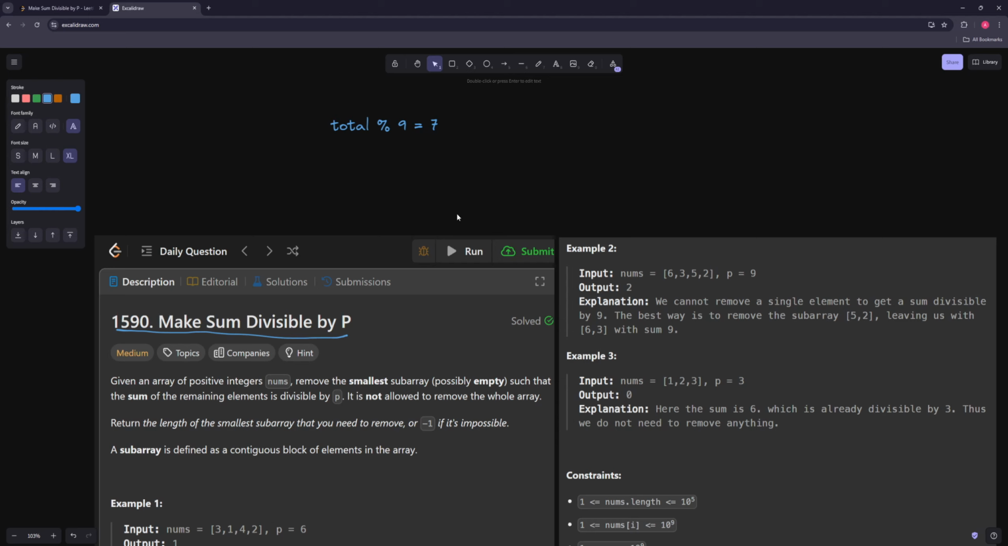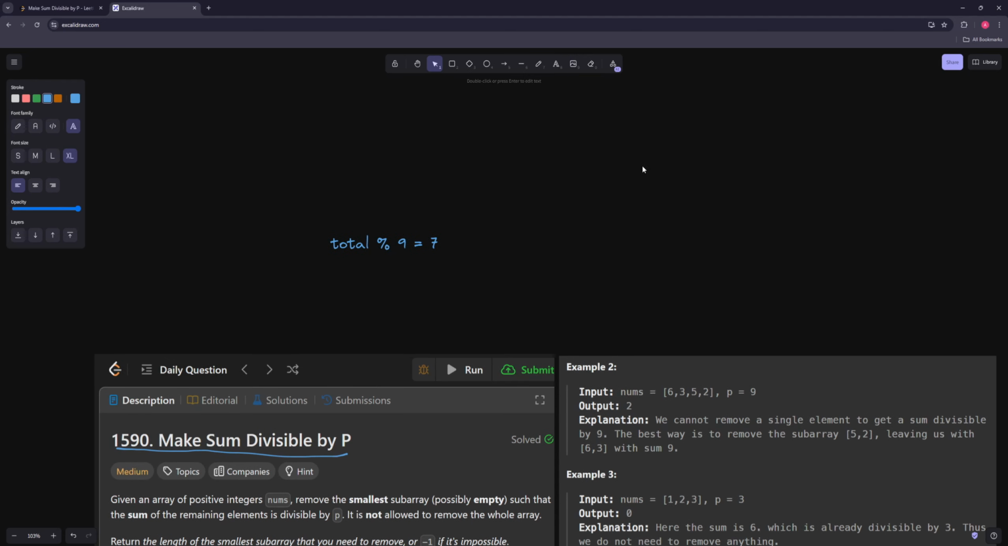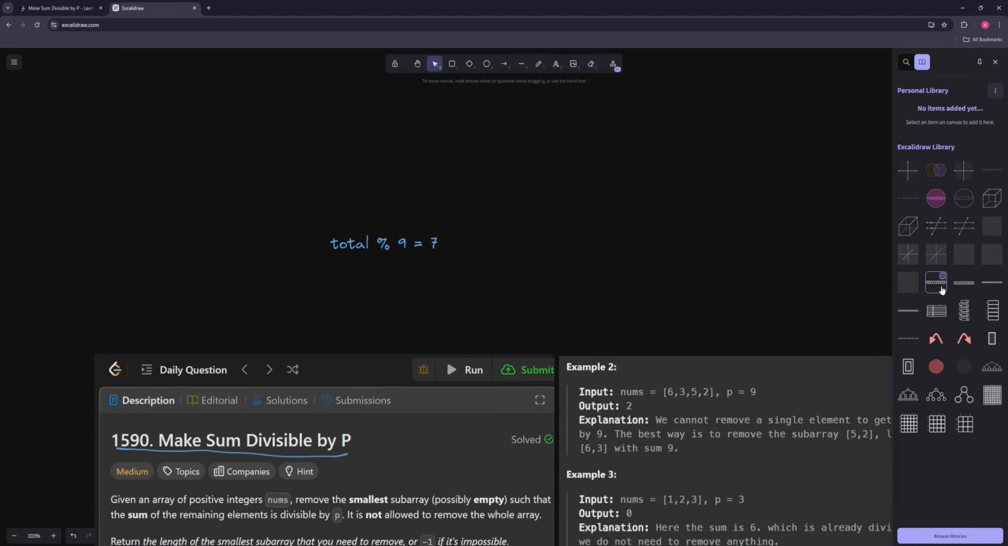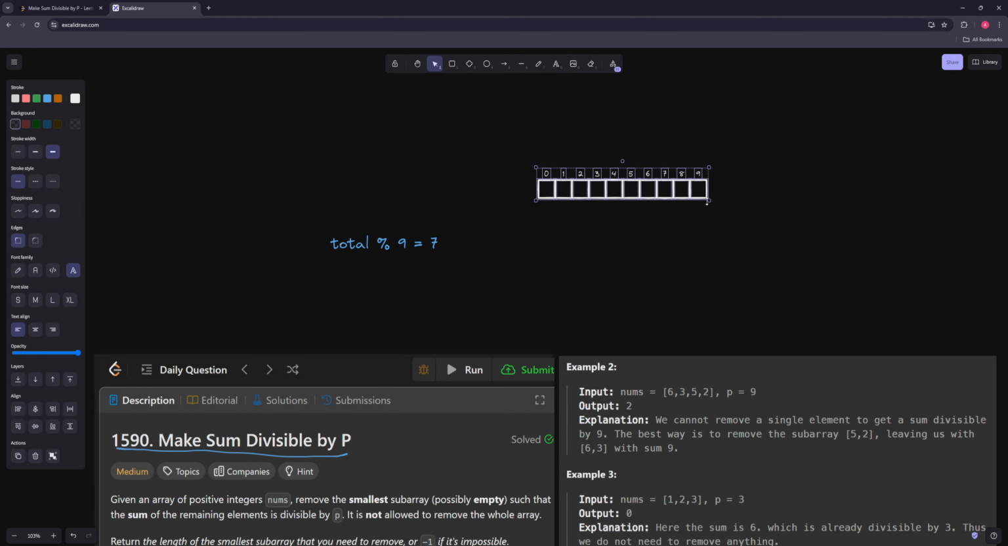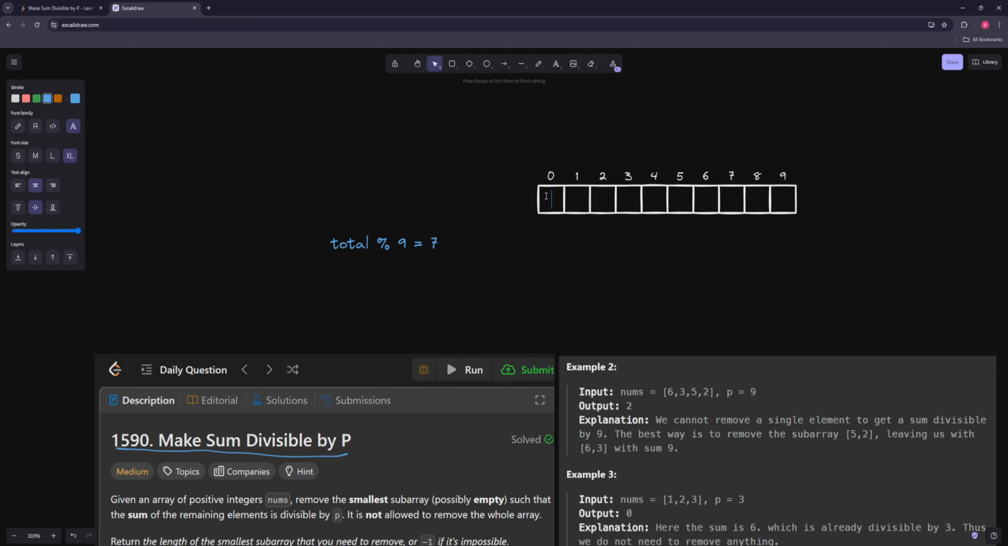I think there are some other problems with modulo arithmetic, but if you have some mod, you can store a prefix mod at every position. So for this 6, 3, 5, 2, let's just draw it in here. At this 6, 3, 5, 2, we can store a prefix mod, and we're actually going to include -1, kind of like a prefix sum. So this includes the empty array.